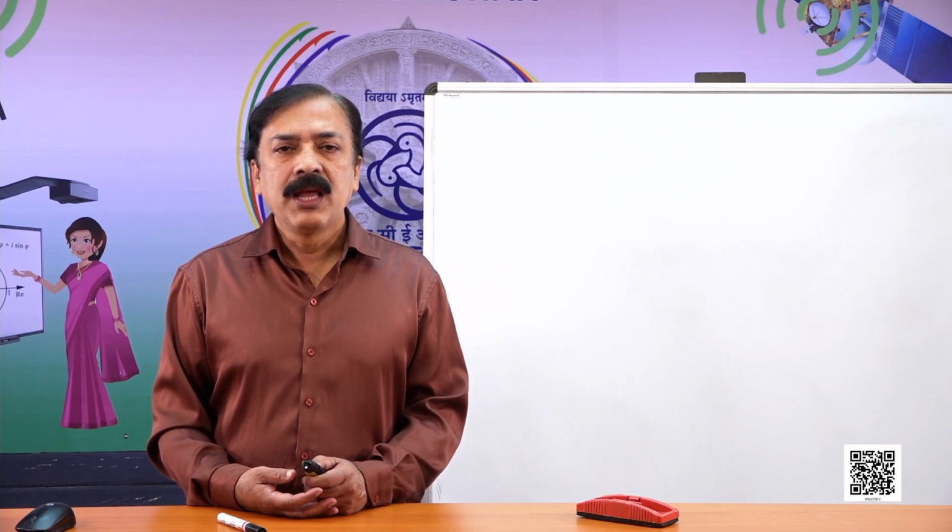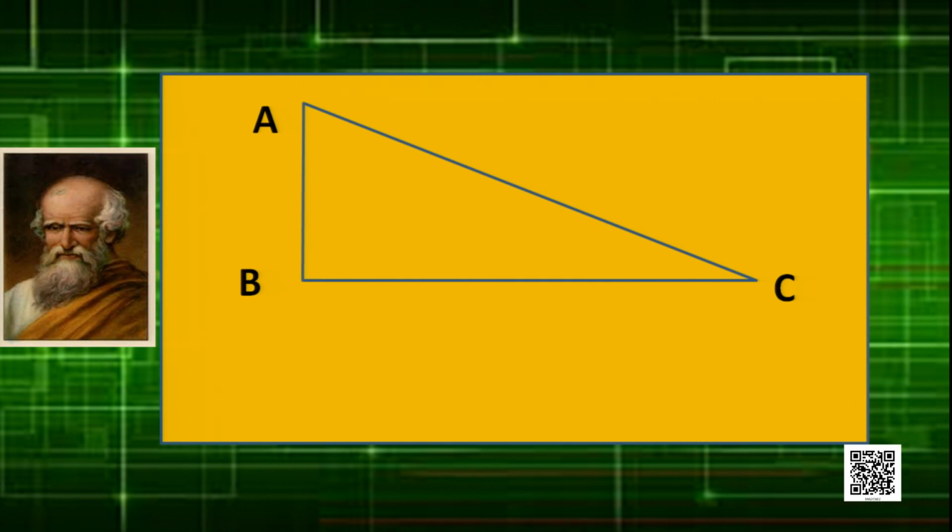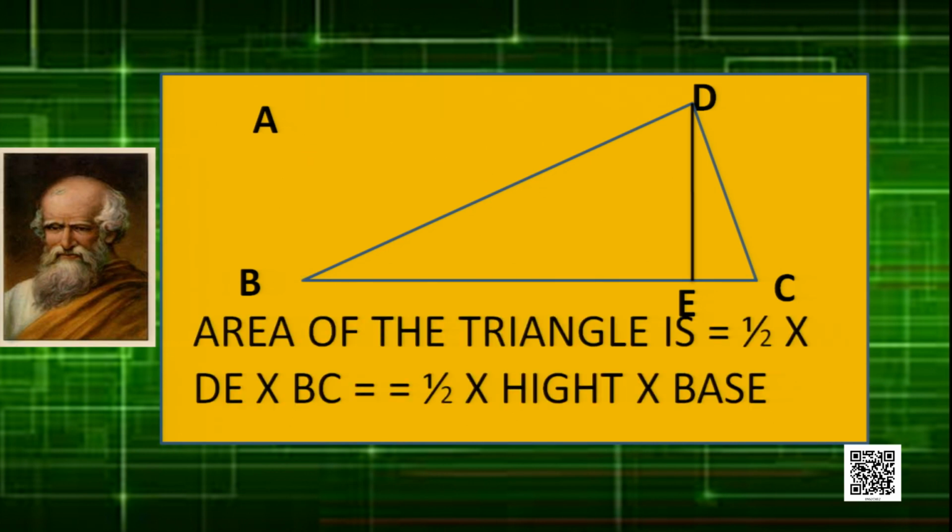Now you see, if in this figure ABC is a right angle triangle, then we can have another triangle DBC with the same base and same height. So DE is equal to AB. In this case, the area of triangle DBC is also half into DE into BC. That is, what is DE? DE is the height of the triangle DBC and BC is the base. So this is a very popular formula, as you know, that the area of a triangle is half into height into base.